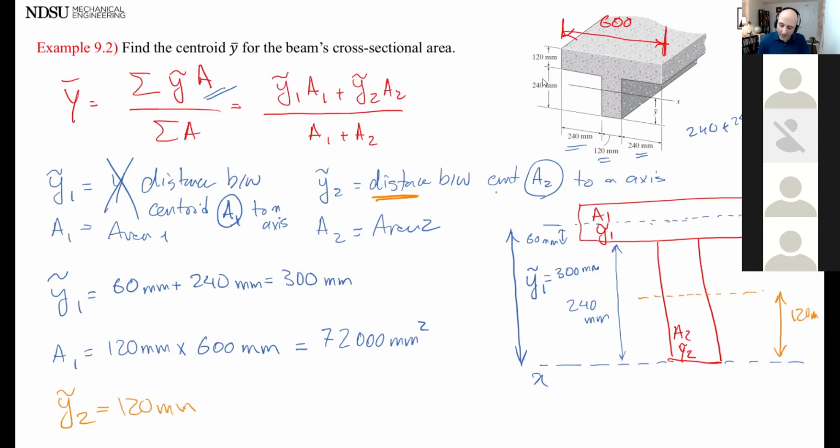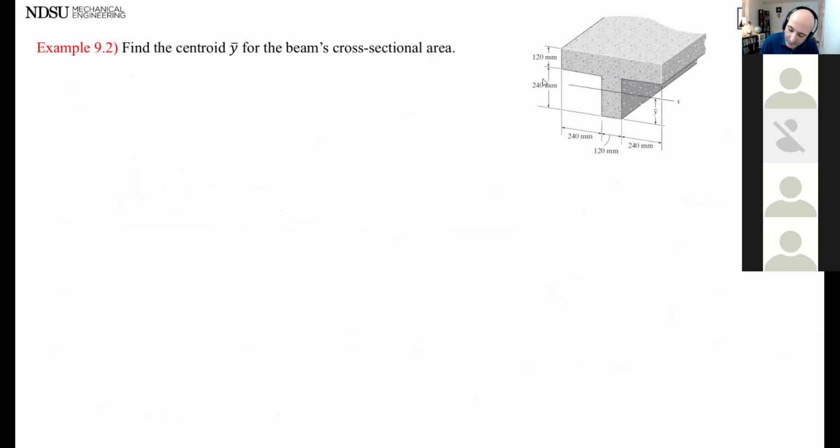Okay. Area 2 is going to be 120 mm multiplied by 240. Okay. 28,800 mm. Any questions about these two? Y tilde 1 and y tilde 2, or areas. Okay, so let me see. I got y tilde 1, I got area 1, I got y tilde 2, I got area 2. I'm ready to put everything back in the equation.